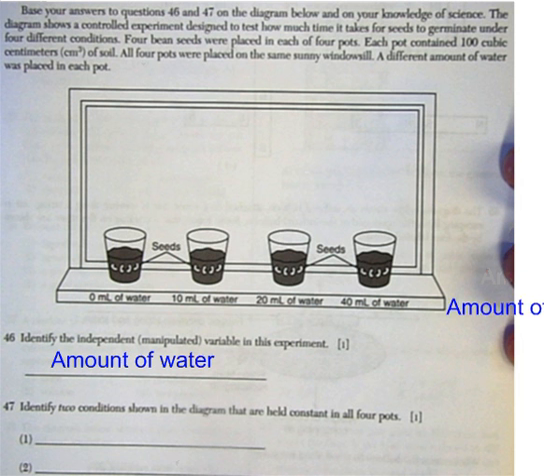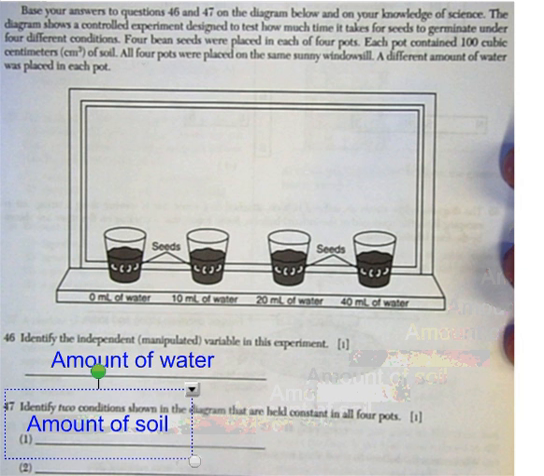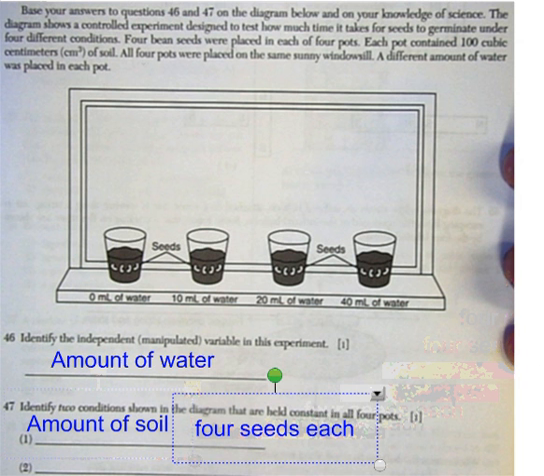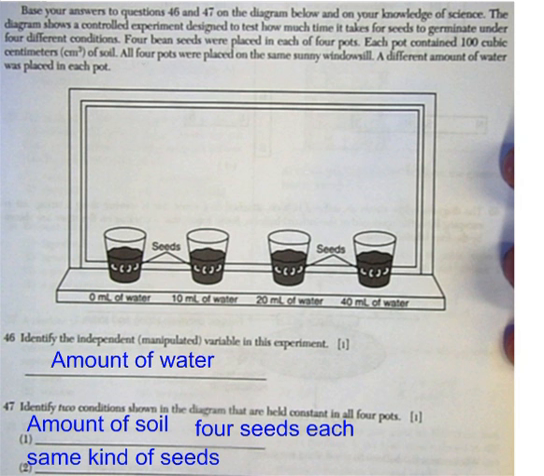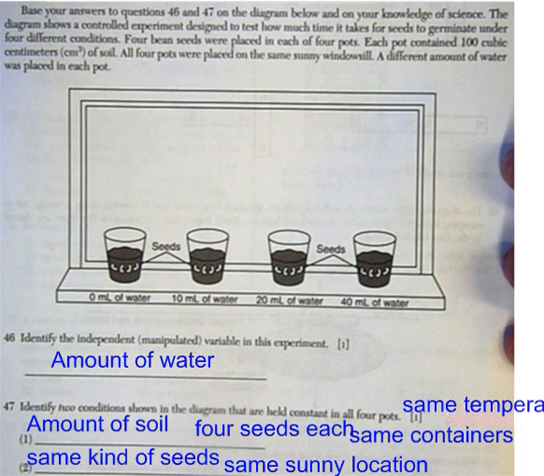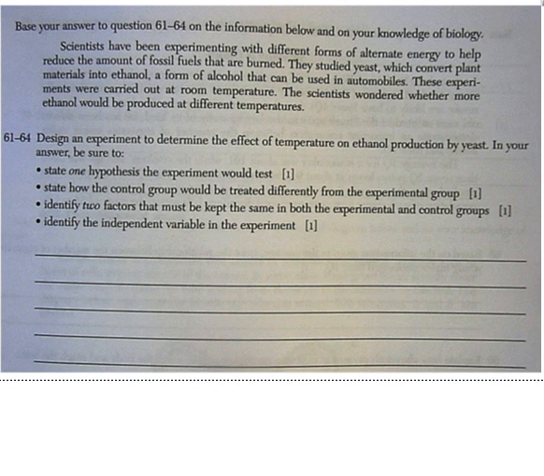Well, there's lots of possible answers here. The amount of soil, each gets 4 seeds. They each get the same kinds of seeds. They're each put in the same sunny location. They've got the same kind of containers, same temperature. You get the idea. Everything else is kept the same except for the manipulated variable, which is the amount of water. That makes it a good controlled experiment.